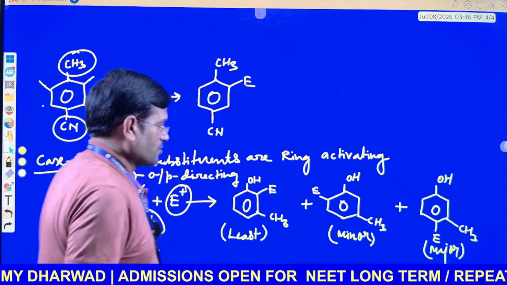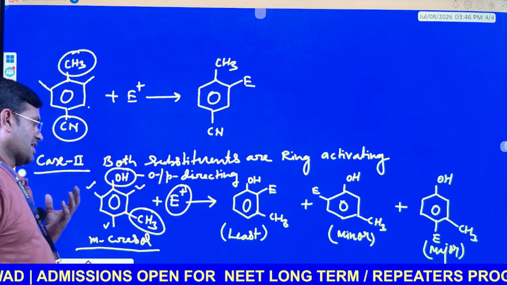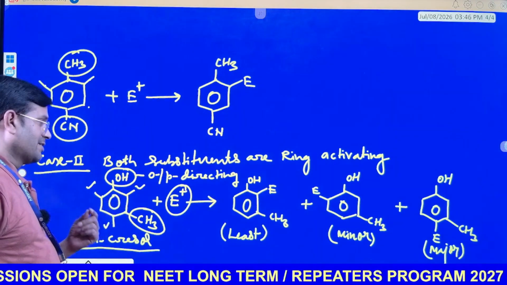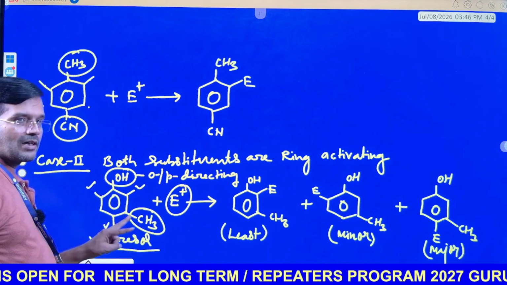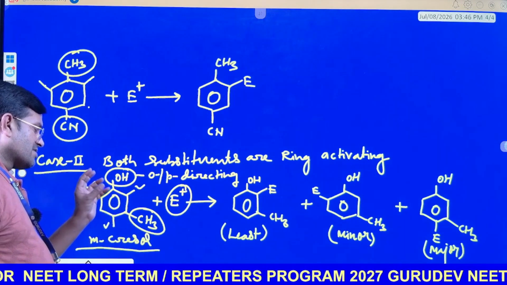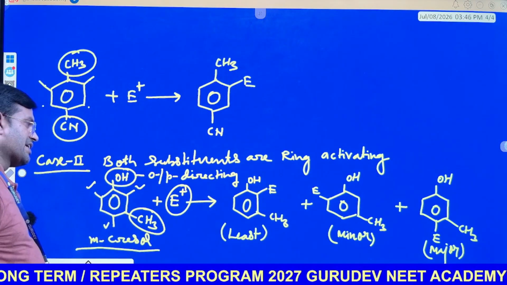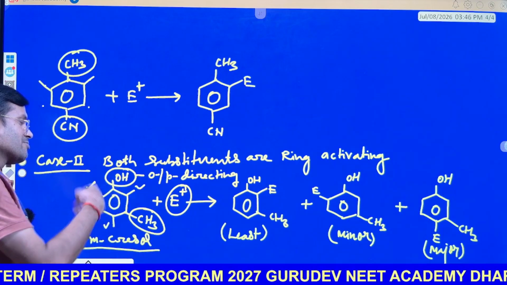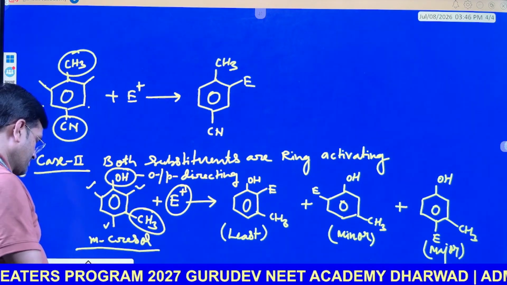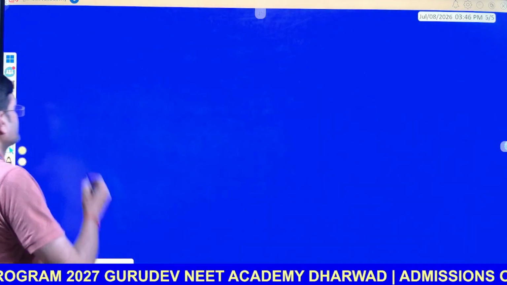So what you have to observe in tri-substituted benzene and its derivatives, if two substituents are already present, you have to observe the nature of these two substituents. As in this case both are ortho-para directing, but OH is more, so the product will come as per OH, right? Now what if both are ring activating?